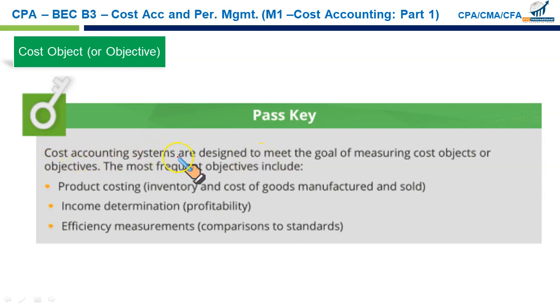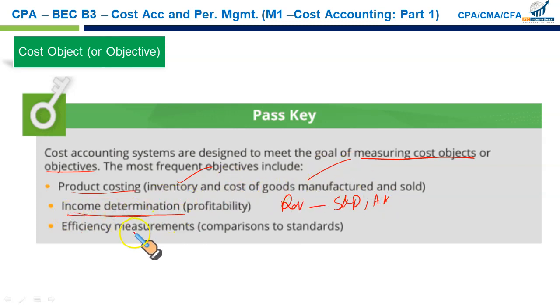Cost accounting systems are designed to meet the goal of measuring cost objects or cost objectives. The most frequent objectives would include product costing, which we just discussed a little while ago. It is also called the inventoriable cost, and then it transfers to the cost of goods manufactured and sold. If it is sold, it becomes cost for the period. Income determination: of course, we have revenue, and we must match revenue with the cost for the corresponding period, called the matching principle. So those costs we discussed earlier, that is selling and distribution, administration and general expenses, together with the CGM and CGS, are used to calculate your income.